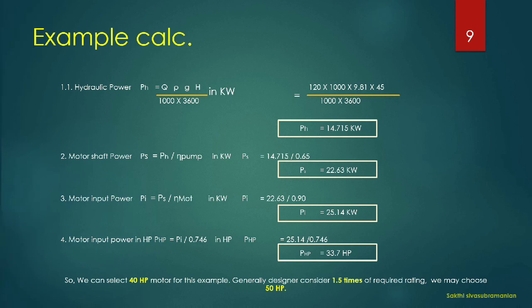These are the steps to find out the motor capacity. By applying this formula, for the hydraulic power we get 14.715 kilowatt. By dividing the hydraulic power by the pump efficiency, we get the motor shaft power as 22.43 kilowatt. By dividing the motor shaft power by the motor efficiency, we get 25.14 kilowatt as motor input power. Further, we divide that value by 0.746 to get the HP of the required motor, which is 32.7, and the nearest capacity we can choose is 40 HP.